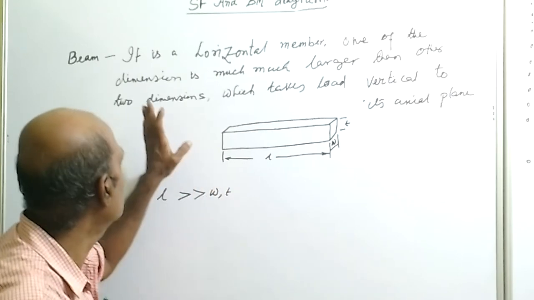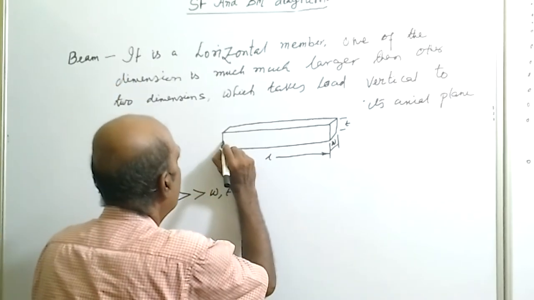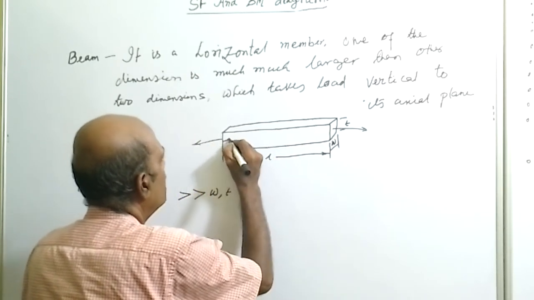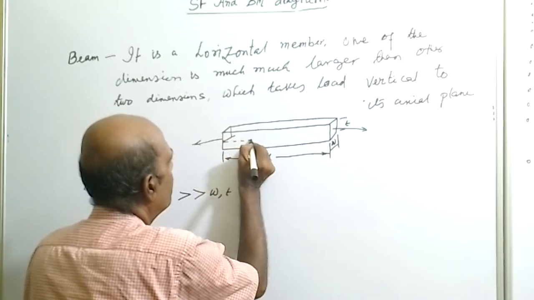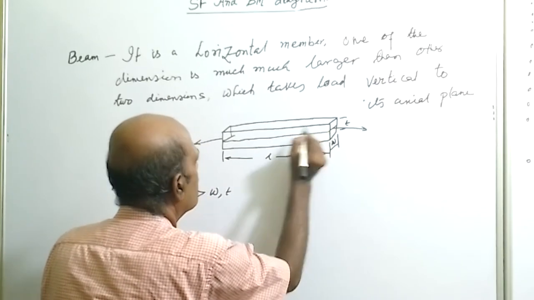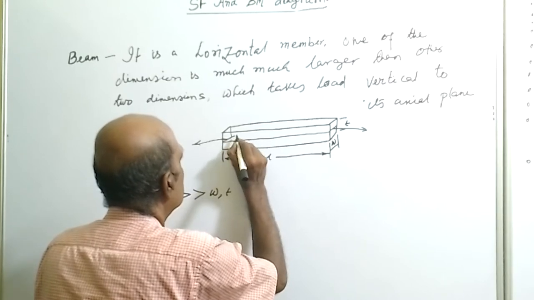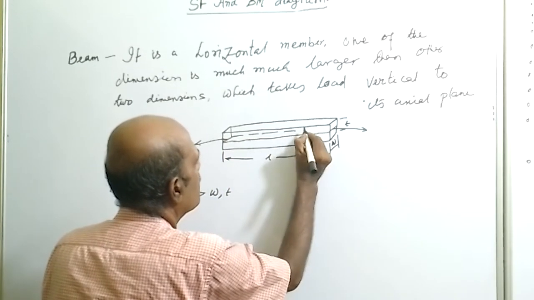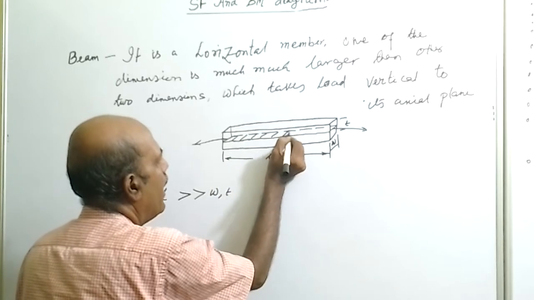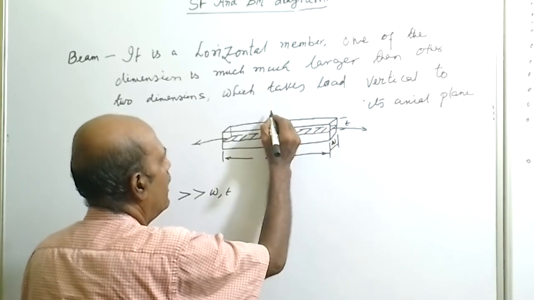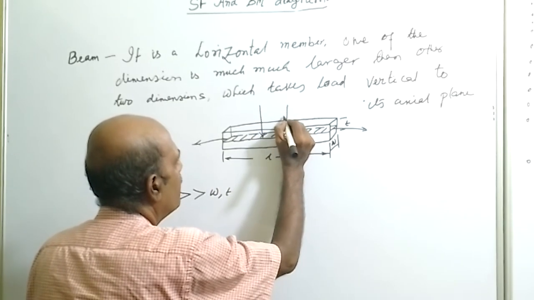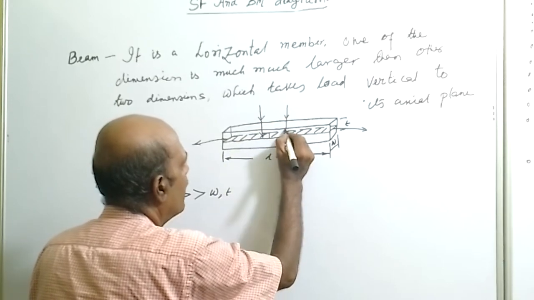Now this is the member. If we say this is the axis of the member, this axis is contained by this plane. This plane is known as the axial plane, and all the load which is acting over this member is perpendicular to the axial plane.